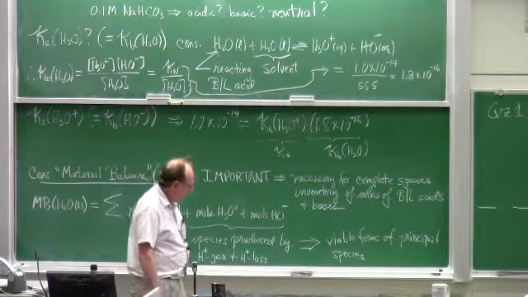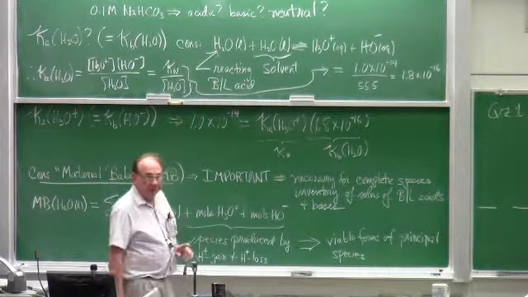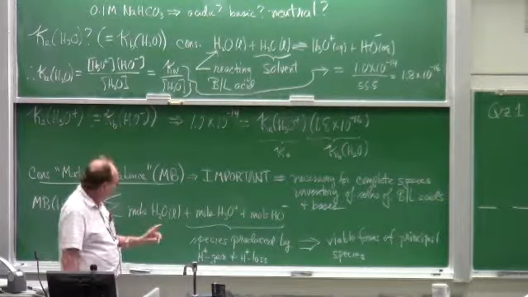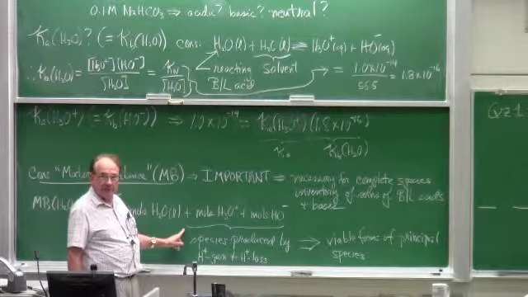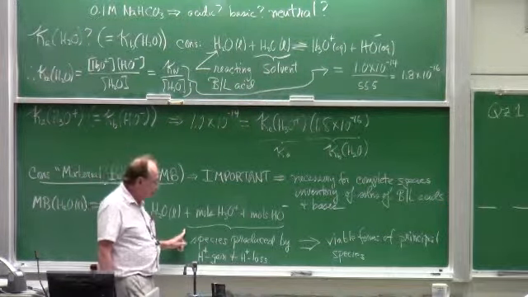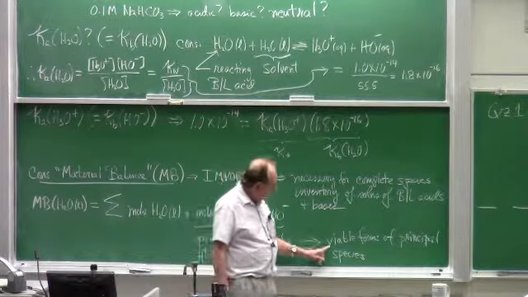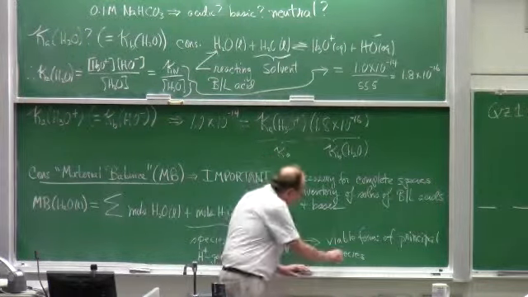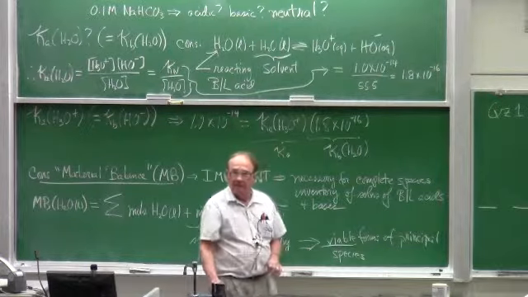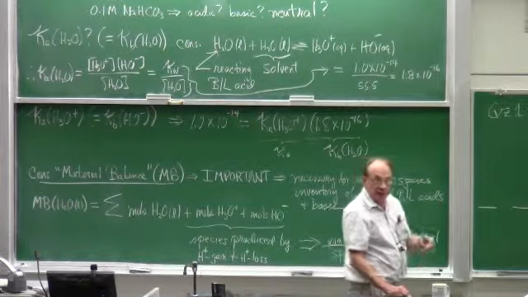So then, another word we use to refer to these species produced by H plus gain or H plus loss is viable forms of principal species. What does this word mean, viable? Possible. Those which can exist.